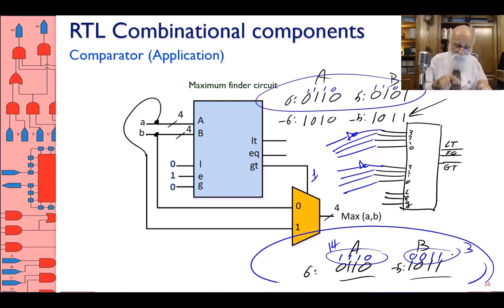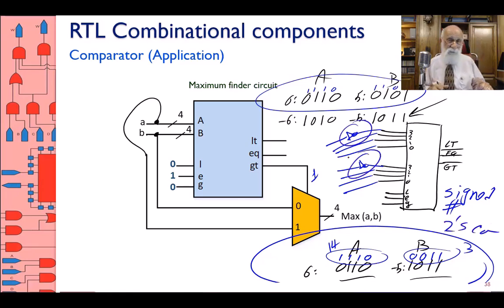So if you have a magnitude comparator and you want to make a signed number 2's complement comparator, just invert the most significant bits or the sign bits. All right, we are done with comparator.